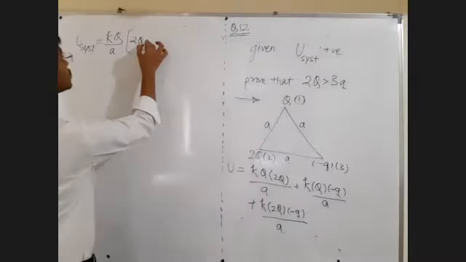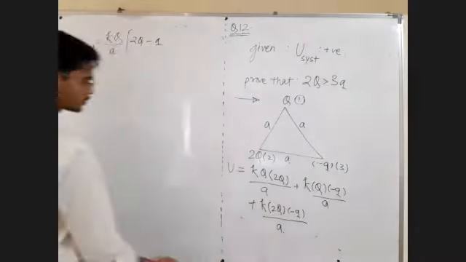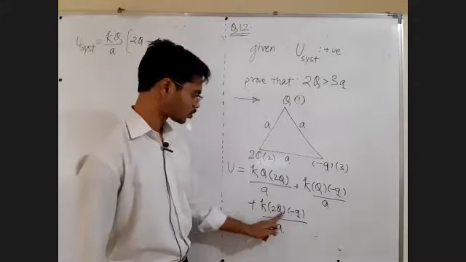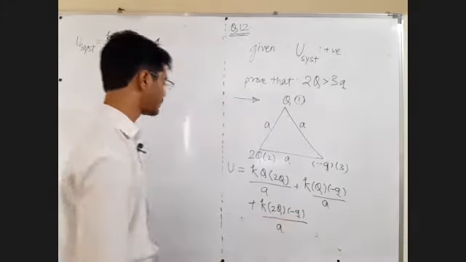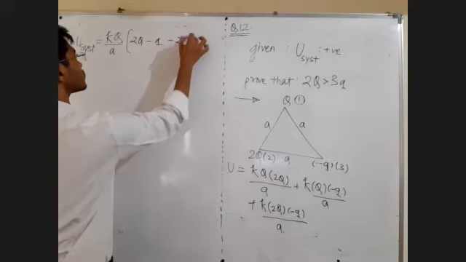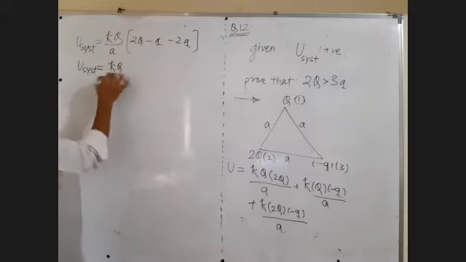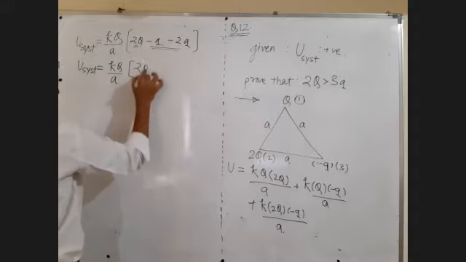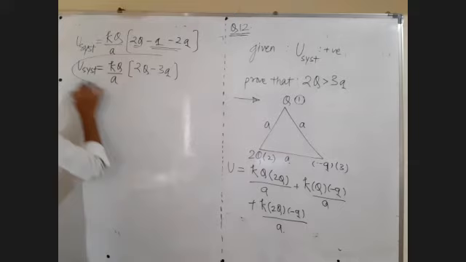minus Q. 2 capital Q. No. K capital Q upon small a already common. 2 minus Q remains as it is. K capital Q upon small a common. What remains? 2 minus Q means minus 2Q. This is internal energy of the system. Two Q as it is. Minus Q minus 2Q minus 3Q. This is the internal energy of the system.